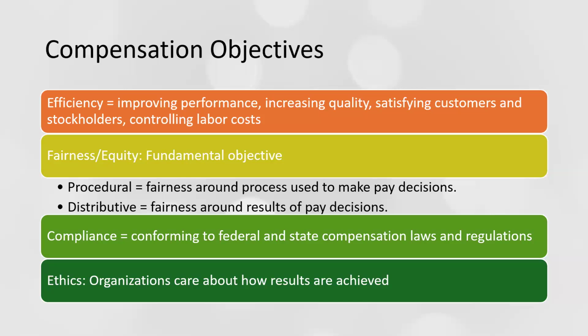The first objective is efficiency. Almost all companies really focus on efficiency. This is about controlling labor costs, which is, again, often the biggest cost that employers have. So they really need to be concerned about their labor costs and making sure that if they're paying their employees well, those employees are actually being productive and paying for themselves as part of the strategy for that company.